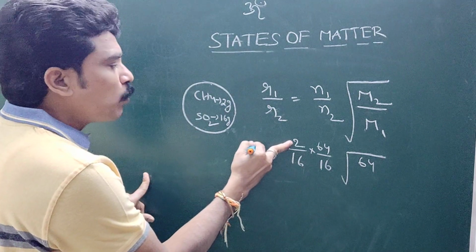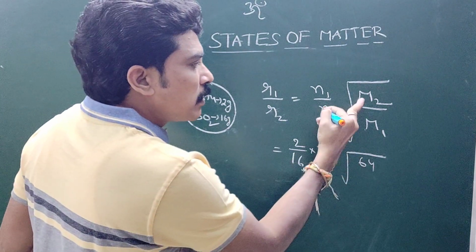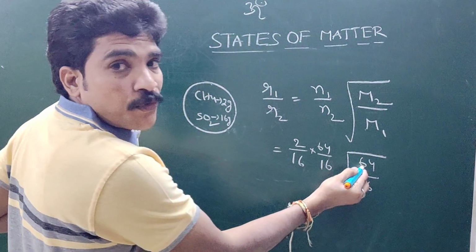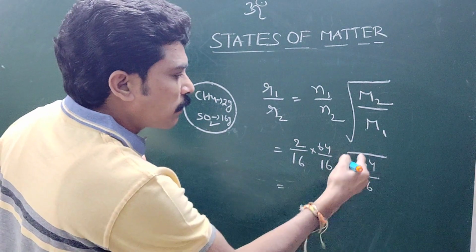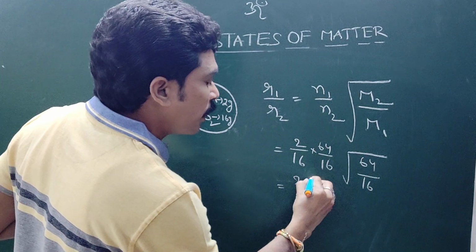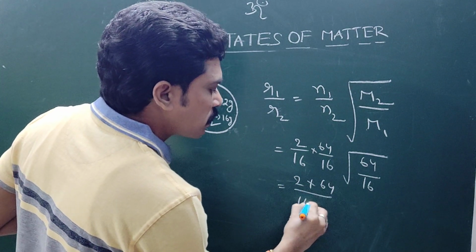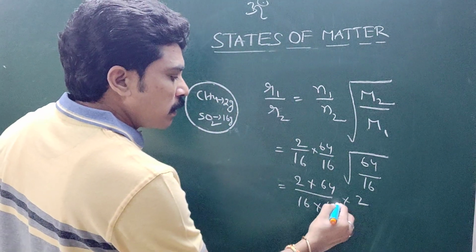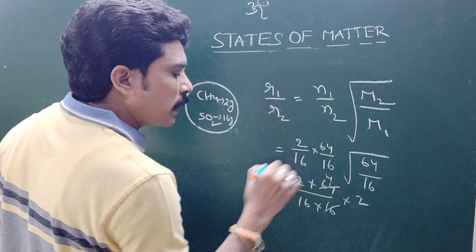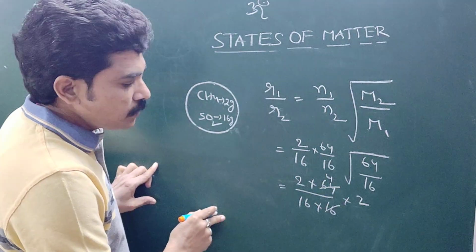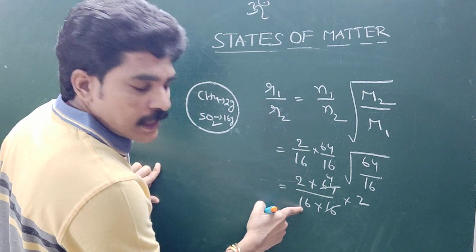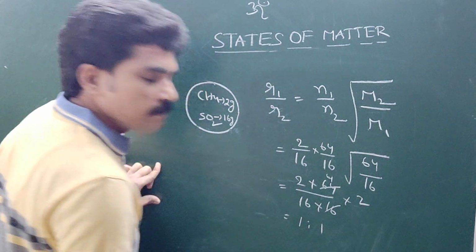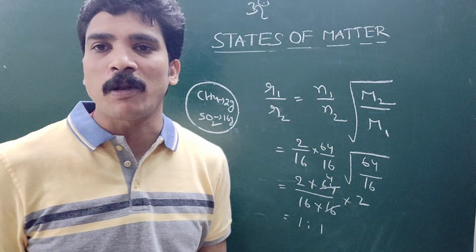The first gas is methane, 2 by 16. The second gas is M2, that is 16. So 16 by 64 is 4, and root 4 is 2. Then this is the calculation: 2 into 64 by 16 into 16 into 2. On calculation, 2 by 16 is 1 by 8, and 4 into 2 is 8. Then you get the value 1 is to 1. This is one more important problem.